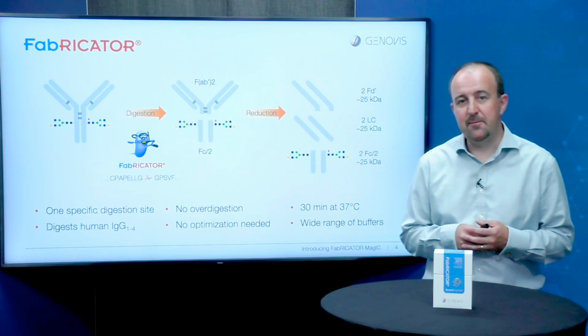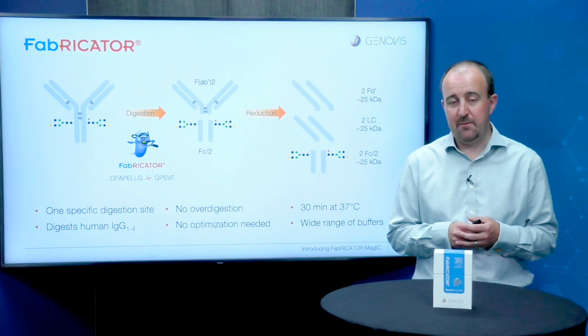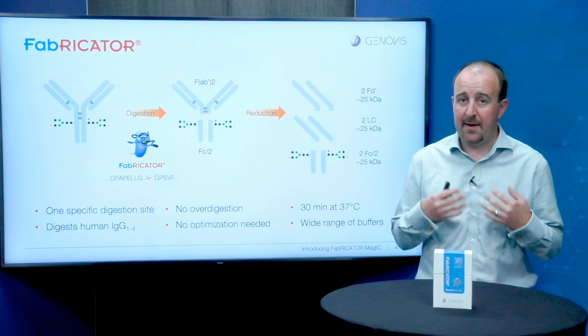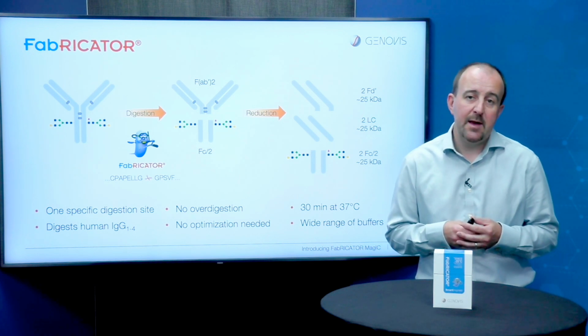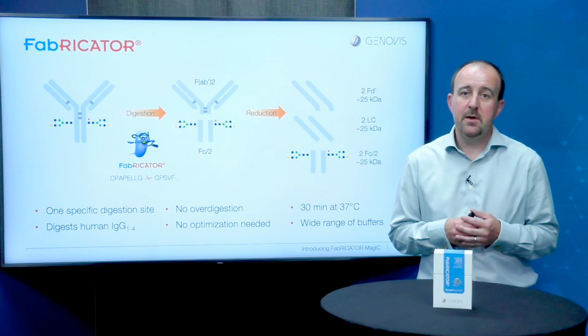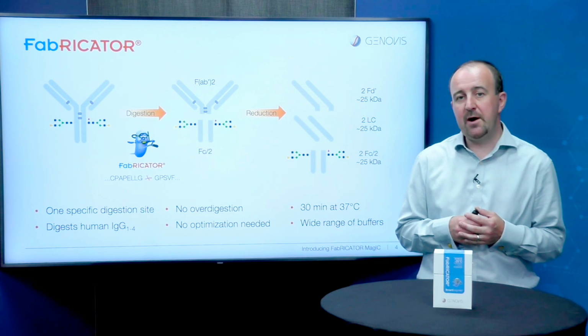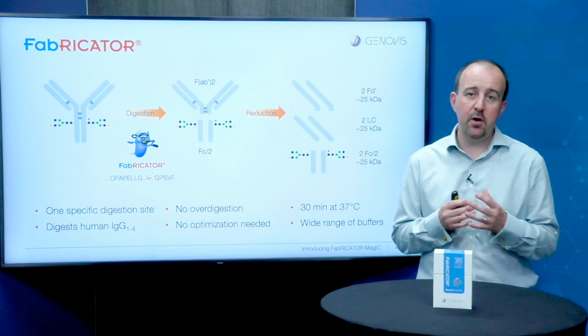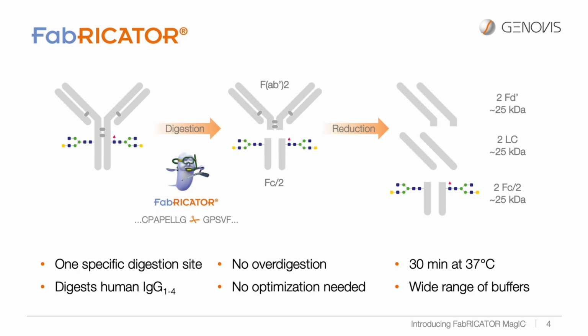So FabRICATOR then is one of our favorite cysteine proteases. It's actually an enzyme that we find in a pathogen in our throats, and it's a rather special enzyme. It's very specific and it recognizes the structure of the IgG, and it binds and it makes one single digestion just below the hinge in the antibody. So because it's so specific, we don't get any overdigestion and we do not need to optimize either.